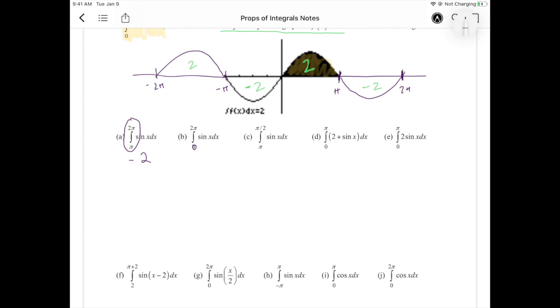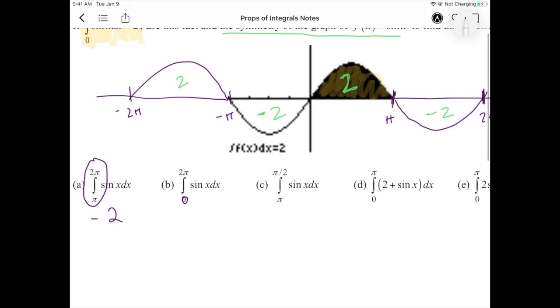Then this integral from 0 to 2 pi. The 2 and the -2 we have to kind of add together. So that's 2 plus -2. That equals 0. They cancel each other out. Pretty cool. So that definite integral is just 0.